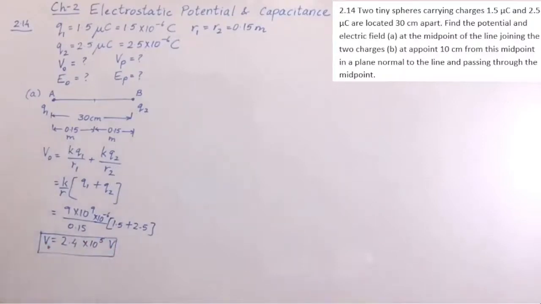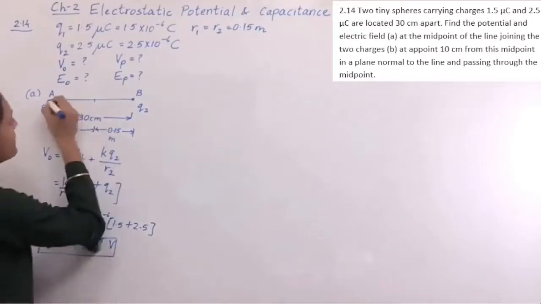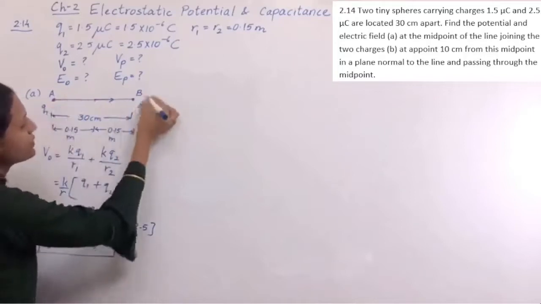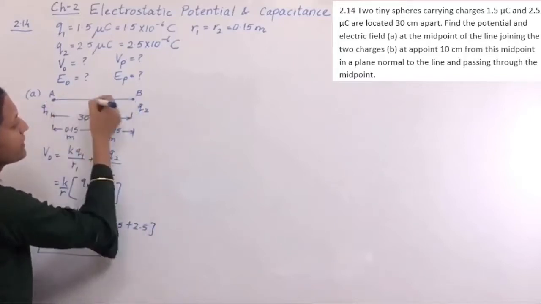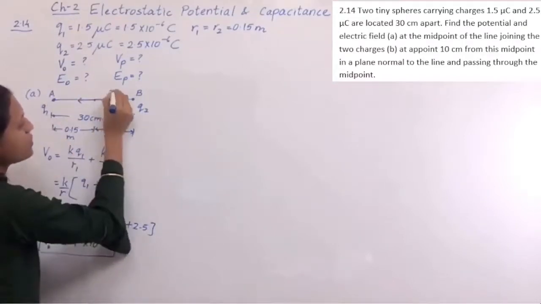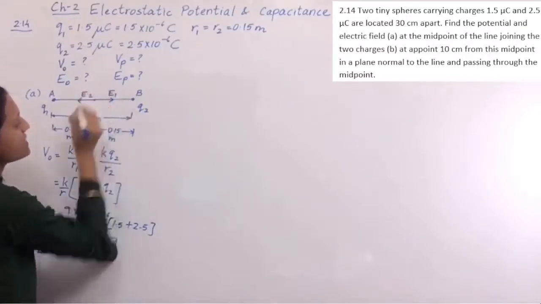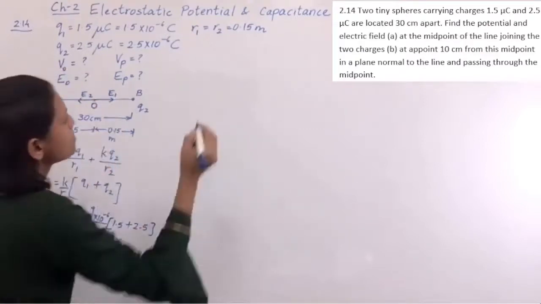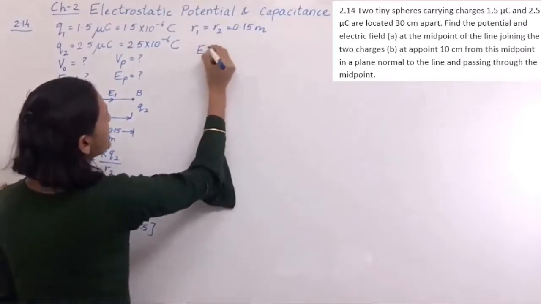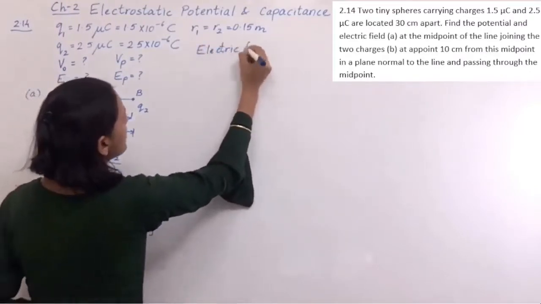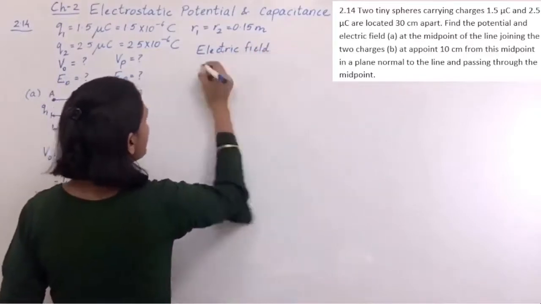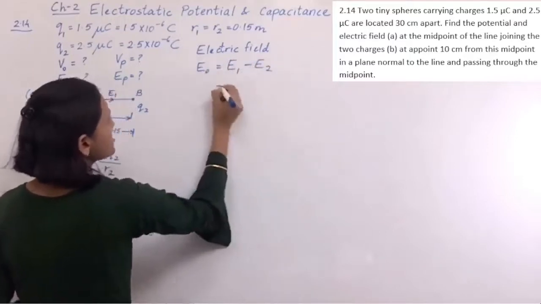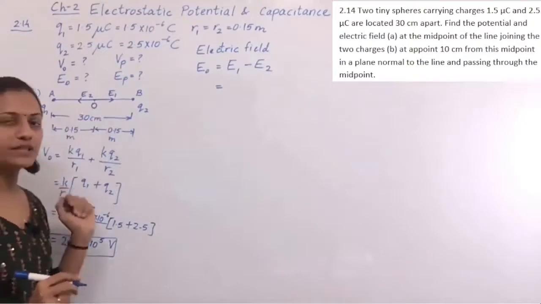Now the electric field. The electric field due to the positive charge will be away from it, and due to this positive charge will be away from point B. So E1 has this direction, E2 has this direction. Both are in the opposite direction at point O. So the electric field at the midpoint, E0, is actually E1 minus E2, because both are in the opposite direction.